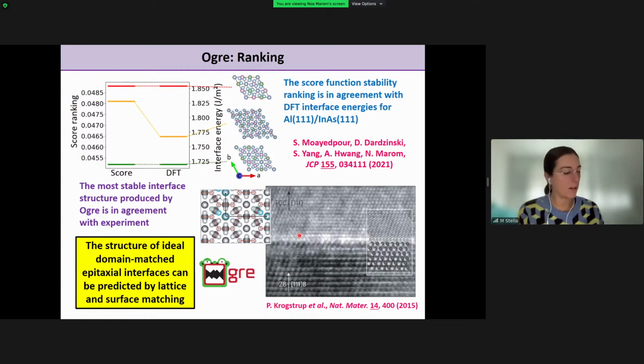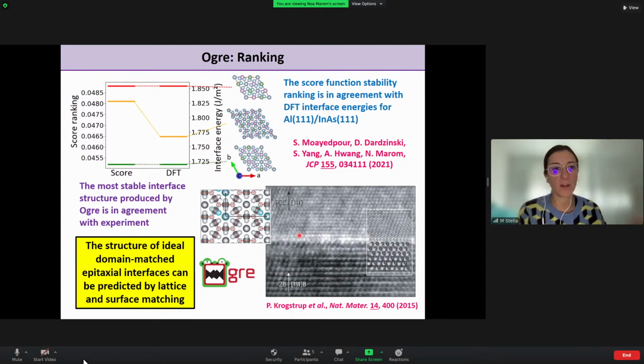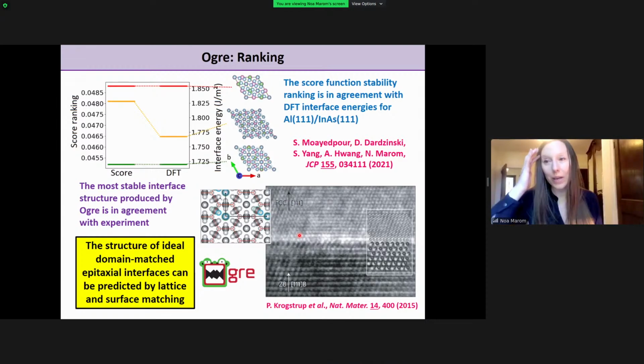Have you noticed any sensitivity of the DFT ranking depending on the functional? So we haven't tested different functionals for the ranking. And actually, that's a good lead question for the next thing I'm going to talk about. Cool. So because of the computational cost of these simulations, we can only calculate these interfaces with semi-local DFT or DFT plus U, and what we use is DFT plus U, which brings me to the next topic.